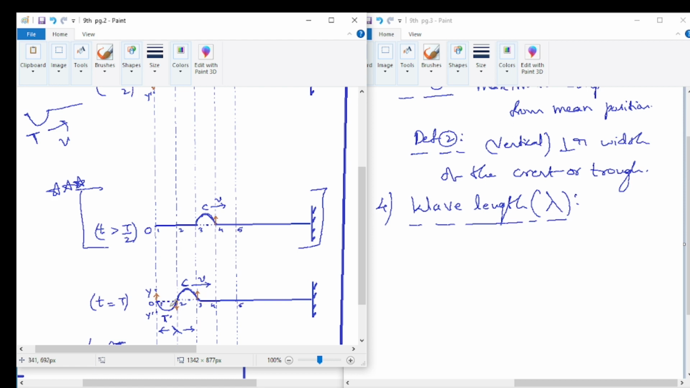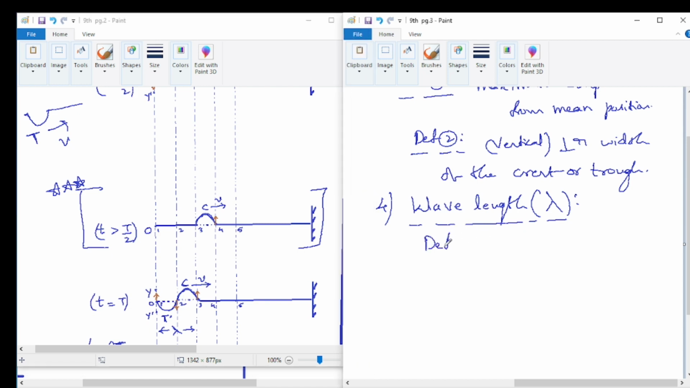But this disturbance, which is traveling due to vibrations, itself is called a wave. So the wave has traveled how much distance? Exactly equal to the wavelength. But in what time? In one time period. So this is the simple definition of wavelength. It is the distance traveled by a wave in one time period.